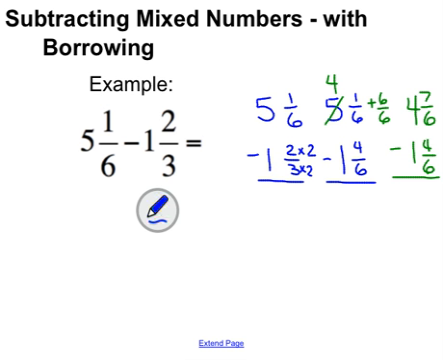And now I'm able to subtract like I did before. 7/6 minus 4/6 is 3/6, and 4 minus 1 is 3. Make sure you reduce your answers. These are both divisible by 3, so your final answer should be 3 1/2.